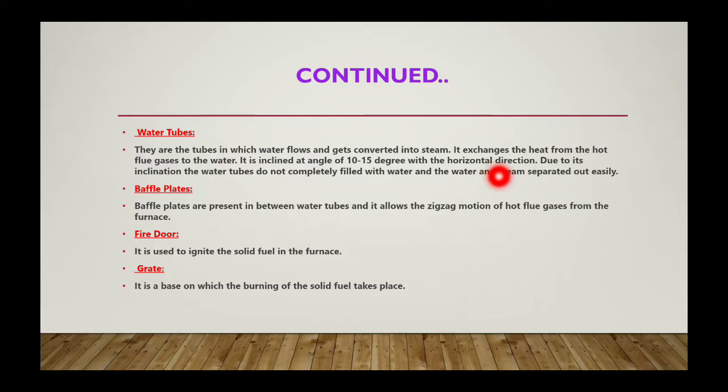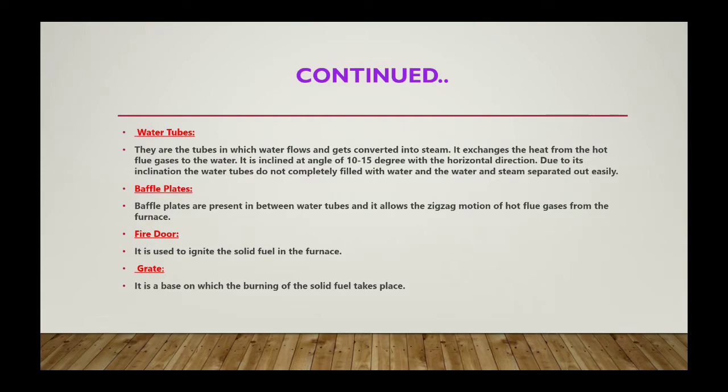Due to its inclination, the water tubes are not completely filled with the water, and the water and steam separate out easily. So in the upper portion of this water tube the steam is stored and it is separated from the water. Due to its weight being lower than the weight of the water, it is stored in the upper portion of the water tube.